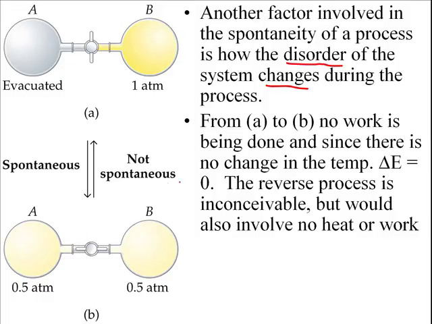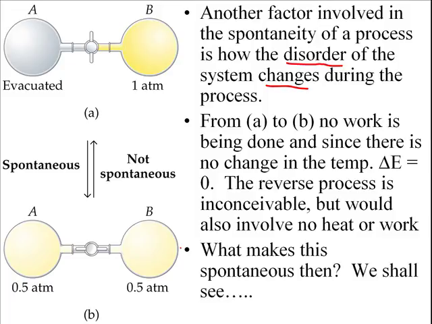So no work is being done. There's no change in the temperature, so the change in the energy is zero. And the reverse process is inconceivable, but would also involve no heat or work. But the chance of all of these theoretically moving back over to side B is very, very small. But something has to make this spontaneous. Here, we've got all the gas on one side. Here, we've got no gas, and it spontaneously fills both sides.